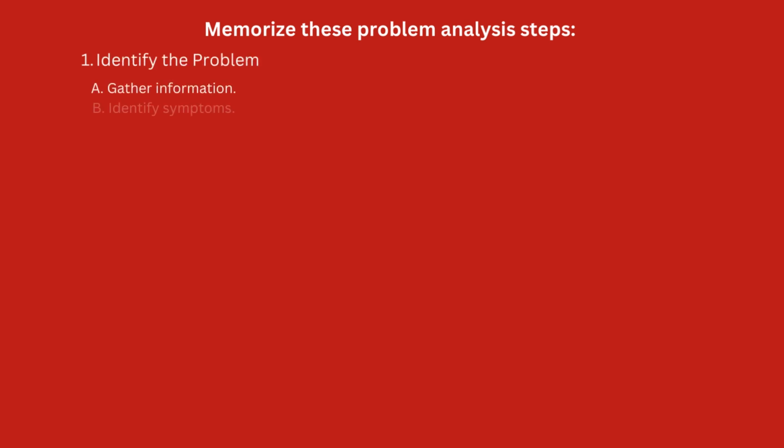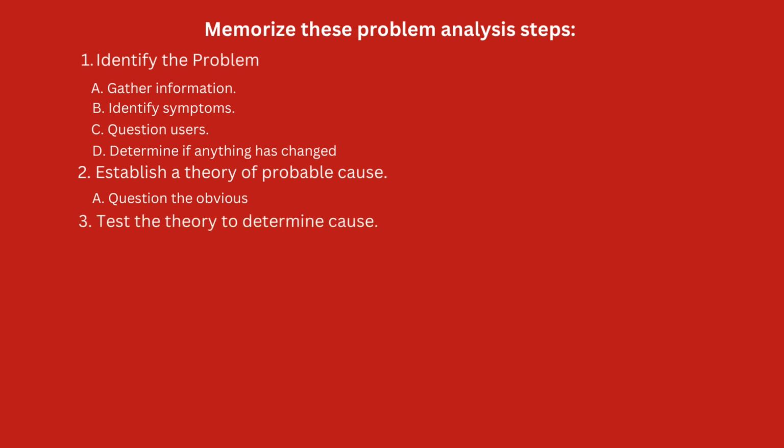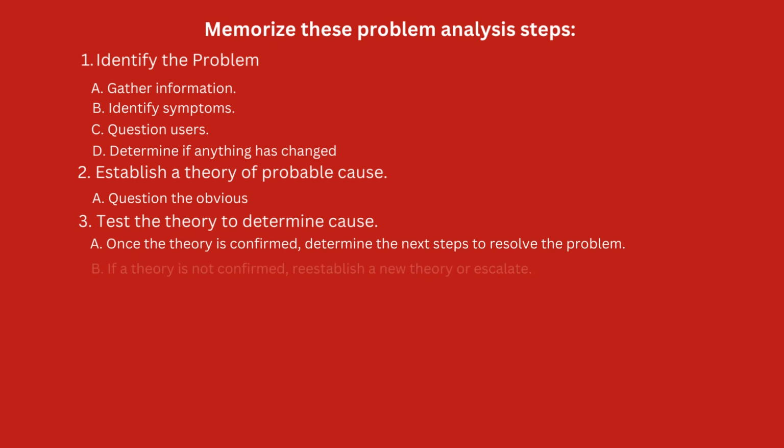Gather information, identify symptoms, question users, determine if anything has changed. Step 2, establish a theory of probable cause. Question the obvious. Step 3, test the theory to determine cause. Once the theory is confirmed, determine the next steps to resolve the problem. If a theory is not confirmed, reestablish a new theory or escalate.